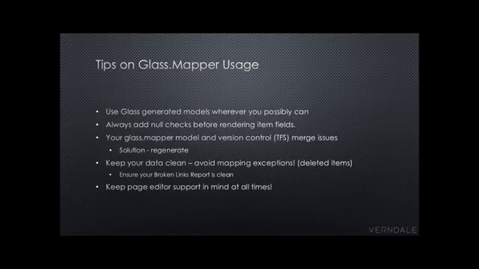And then, we spoke about the GlassMapper model and version control merge issues. The solution would be to regenerate the code. We spoke about this. And keep your data clean, avoid mapping exceptions for deleted items. In this scenario, just consider that you have say a tree list field and you have referenced items there, but you went and deleted some of the referenced items. Anyone who's worked in Sitecore has definitely seen this, where if there's a reference to a deleted item, it just shows the GUID, because it can't find the item. So in that case, if you try to map that tree list to a custom property in GlassMapper, it is going to give you a mapping exception.